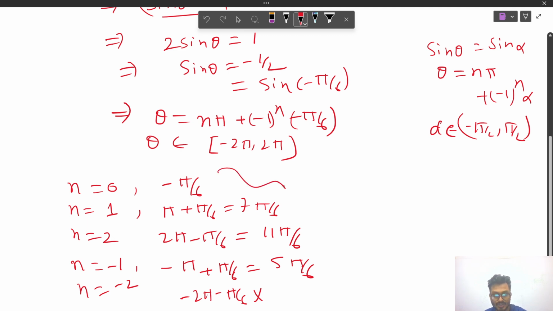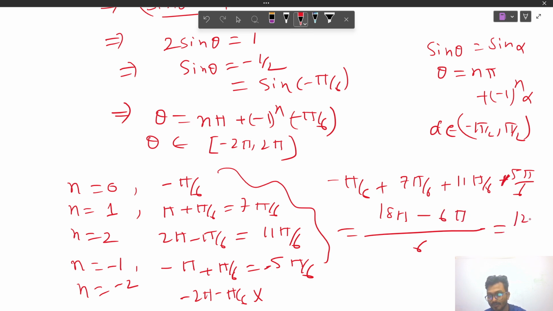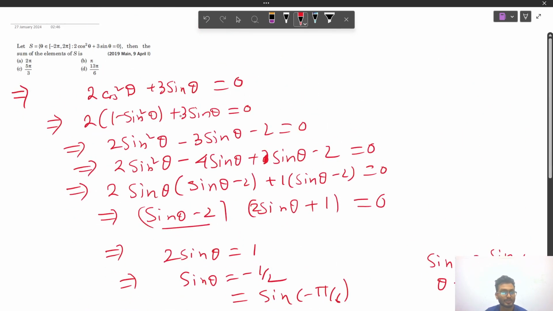So we need this sum: minus pi by 6 plus 7 pi by 6 plus 11 pi by 6 plus 5 pi by 6. So 7 and 11 make 18 pi, minus pi by 6 minus 6 pi, so 12 pi by 6, that means 2 pi. So which option is correct? Option A is correct.